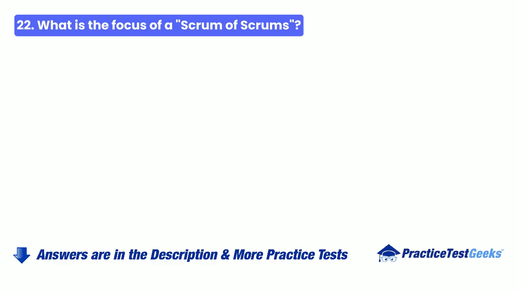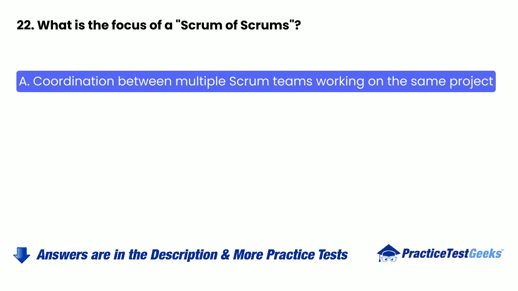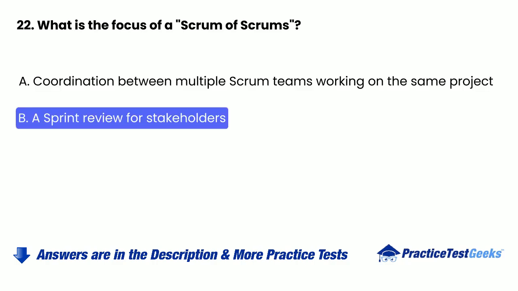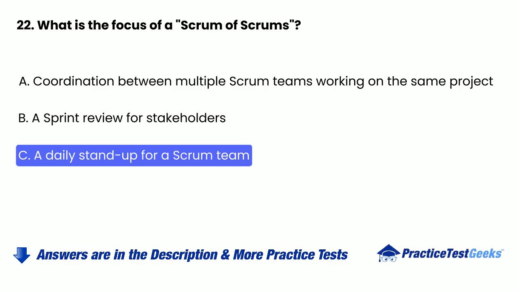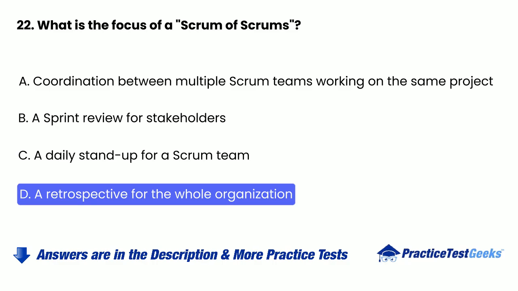(22) What is the focus of a scrum of scrums? A. Coordination between multiple scrum teams working on the same project. B. A sprint review for stakeholders. C. A daily stand-up for a scrum team. D. A retrospective for the whole organization.